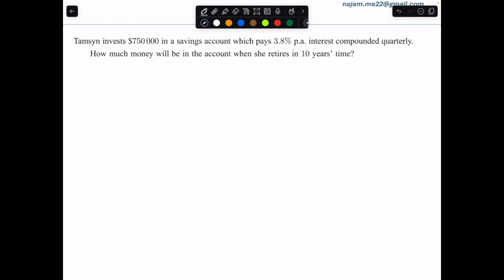The next question is about compound interest. Tamsin invests $750,000 in a savings account which pays 3.8% per annum interest rate compounded quarterly. How much money will be in the account when she retires in 10 years' time? Let's write the compound interest formula first. It was future value equals present value times (1 plus R over K) to the power KT.